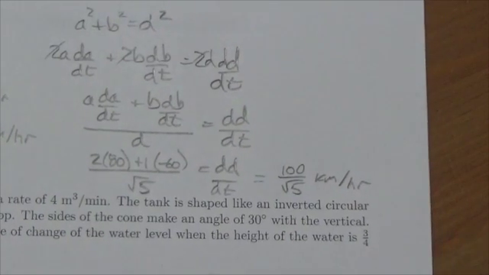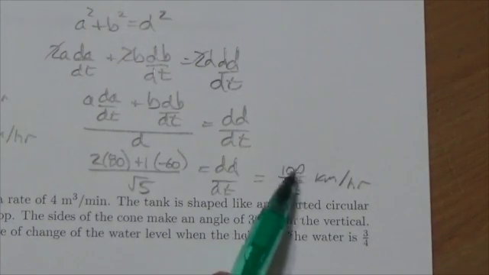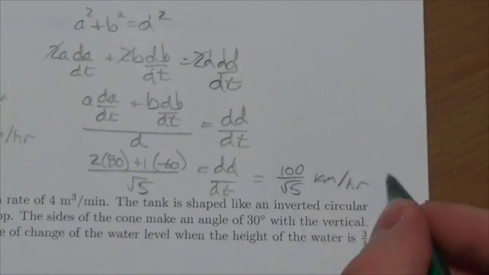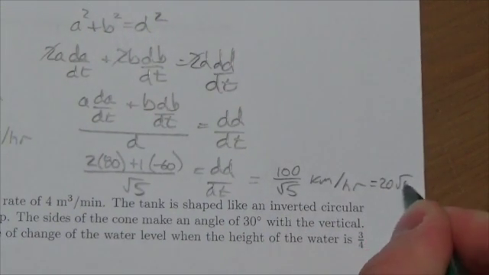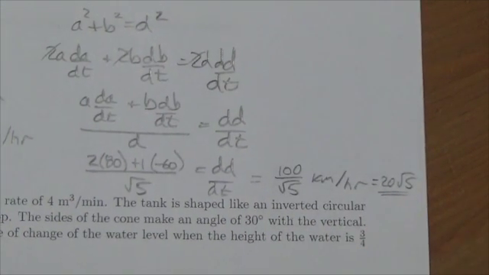Now, if you don't really like that, if you'd rather this was rationalized, you could multiply top and bottom by root 5. That'll get you 5 on the bottom. 100 on top means this would be 20 root 5 kilometers per hour, if that's where you wanted to go.